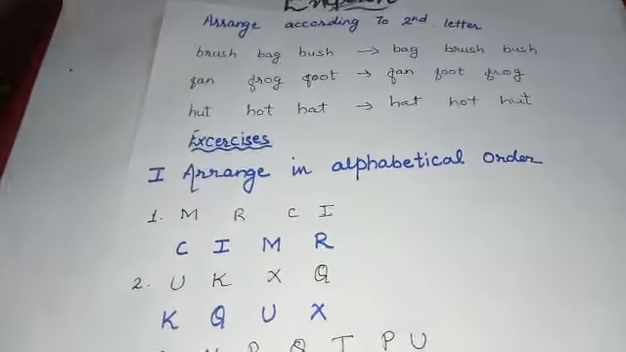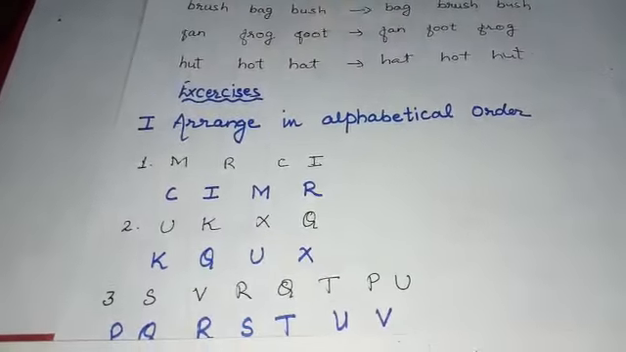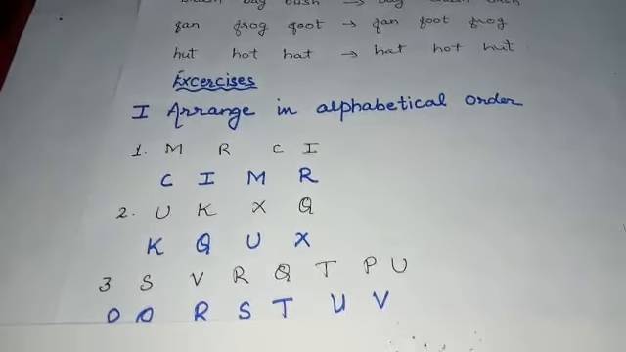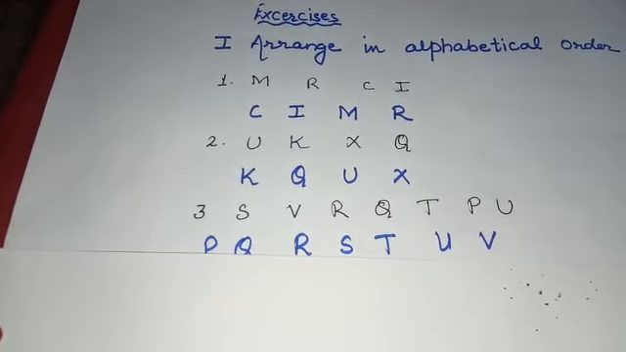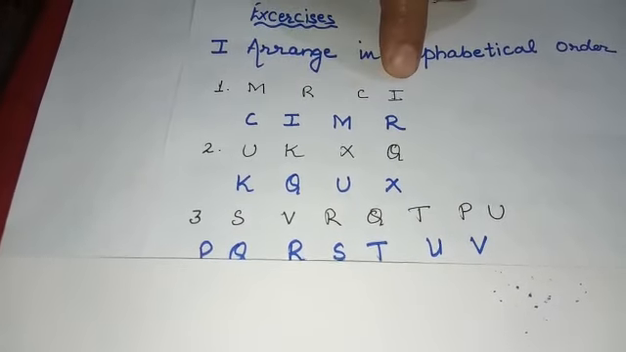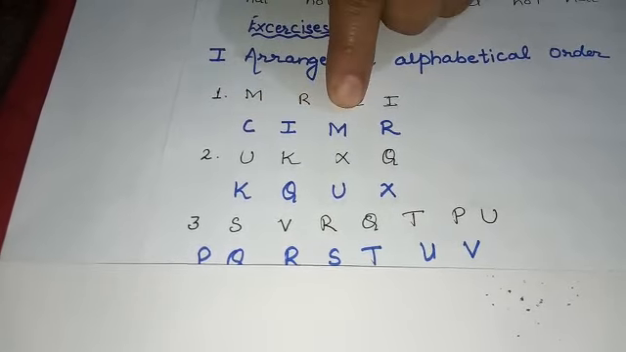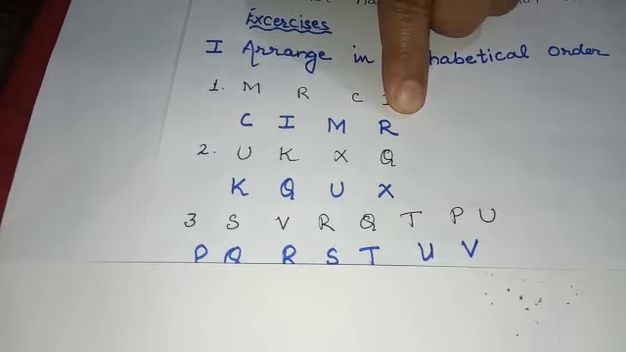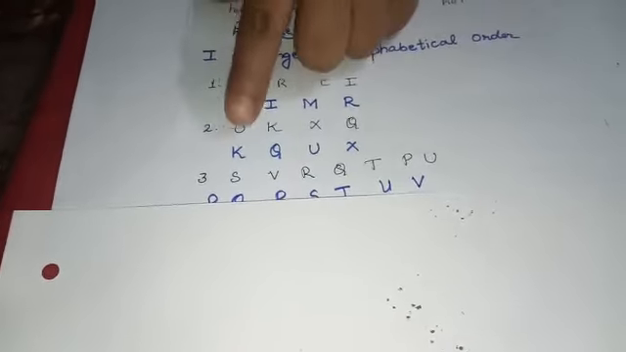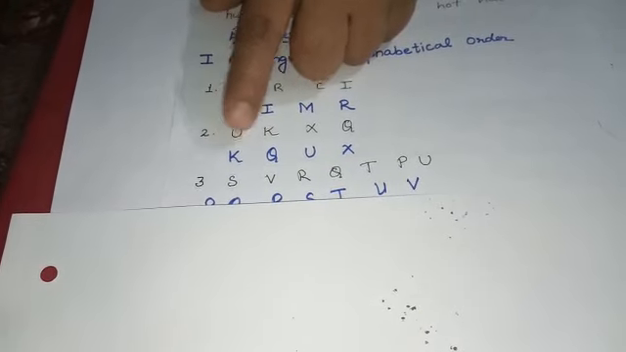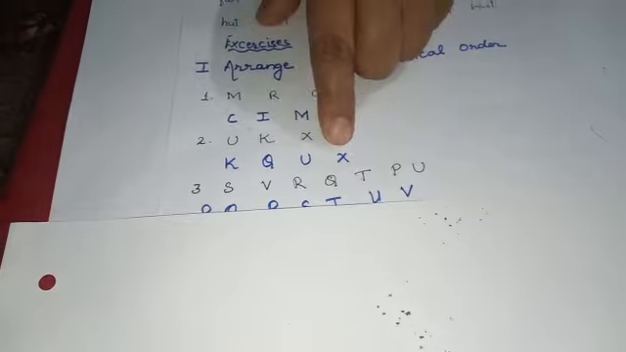Now children, let's do the exercises. Arrange these letters in alphabetical order. First you have to find out which is the smallest letter here, and then write it first, and the biggest letter in the end. M, R, C, I. Which is the smallest letter here? C. You will write C first, then I, then M, and last one will be R because it is the biggest letter here. U, K, X, Q. So first write down smallest letter K, Q, U, X.